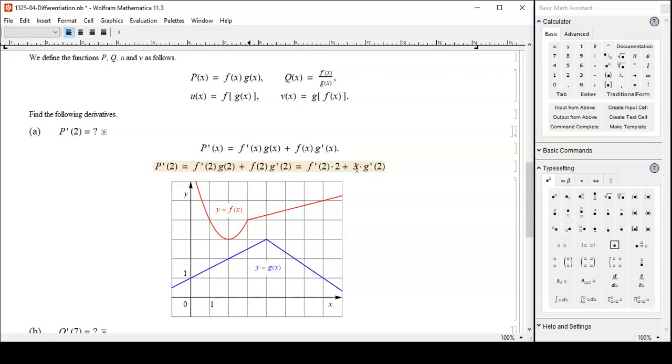Okay, now a little bit harder question. What is f prime of 2? The slope. Look at the red graph, and x equals 2. Right here, what's the slope? Slope of this horizontal line, that's 0. Is that clear? For the derivative, you have to look at the slope. Now, g prime of 2, right here, what's the slope? Well, this is a line segment, so the slope is 1/2.